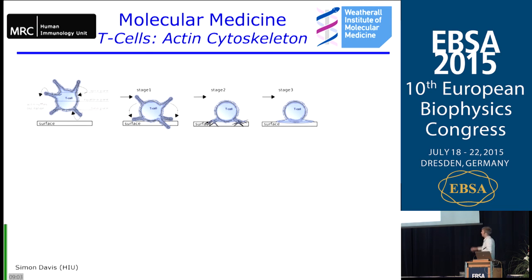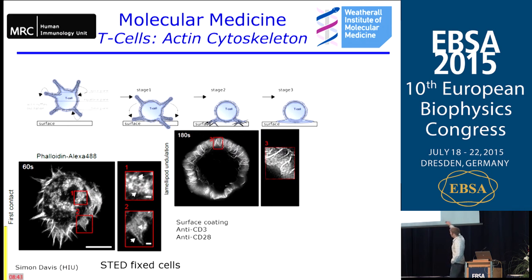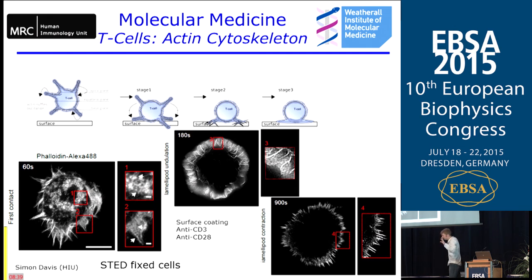So we did our same model. We coated the glass with antigens, and we let the T cell really land on the surface and looked at different time points of this landing, how did the actin cytoskeleton rearrange. So we fixed our cells at different time points and did STED imaging. So this was really at the first contact. Then after a while, the actin cytoskeleton retracts to the outer part and then contracts again. And you can really see nicely follow how the actin cytoskeleton rearranges, meshwork sizes, and so on.